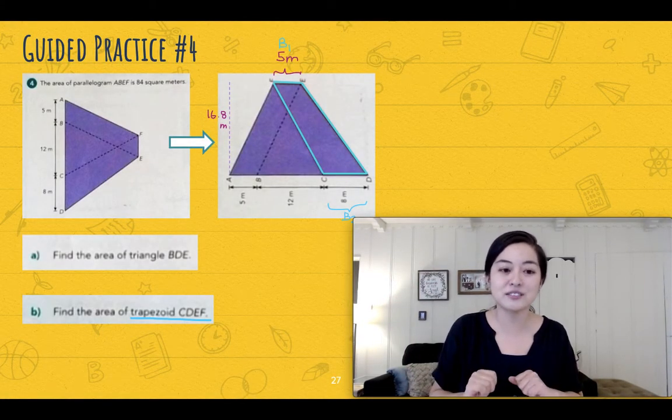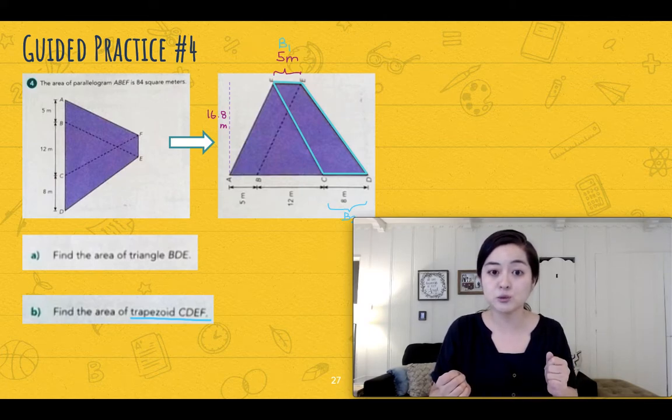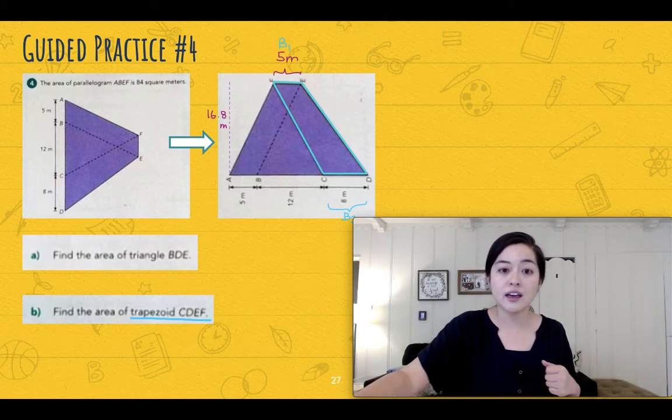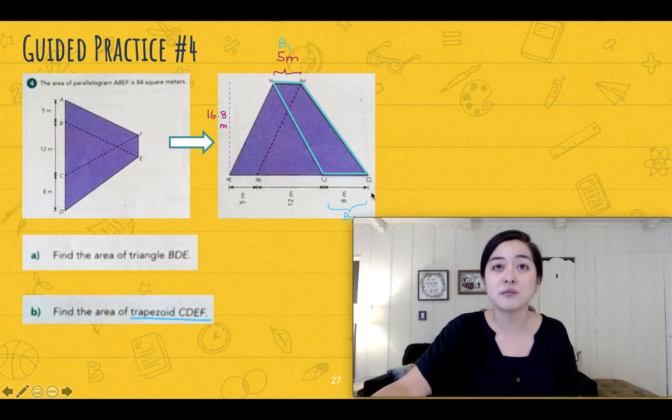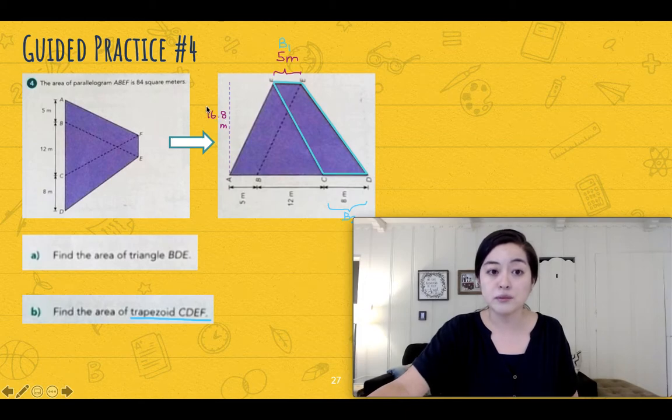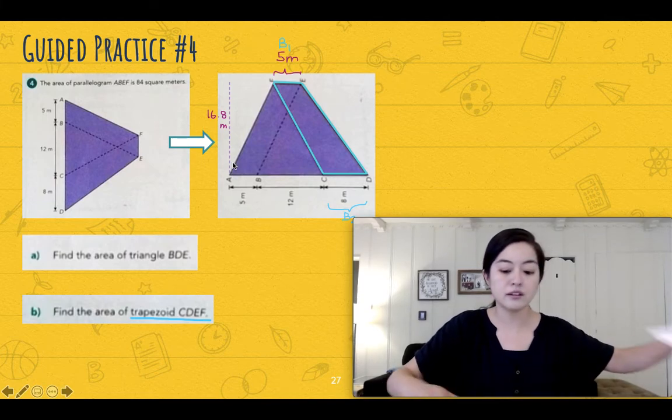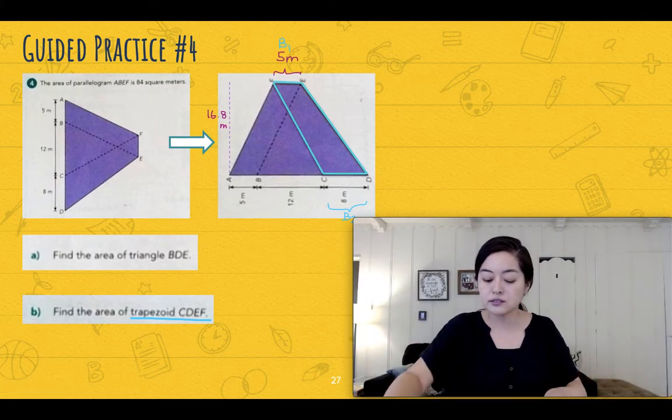All right, so it says find the area of the trapezoid CDEF. And notice here, I know that my B1 is 5 meters and my B2 is 8 meters, okay? And again, the height, I know it as well because the height of this trapezoid is the same as the height of the parallelogram, okay?